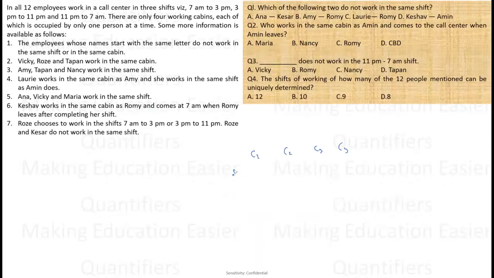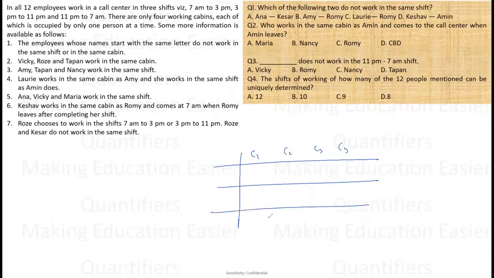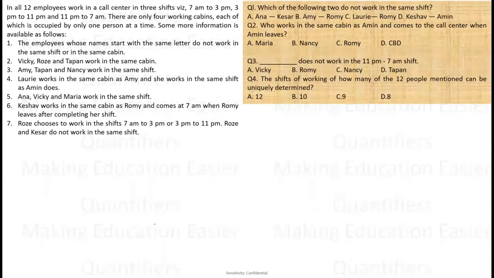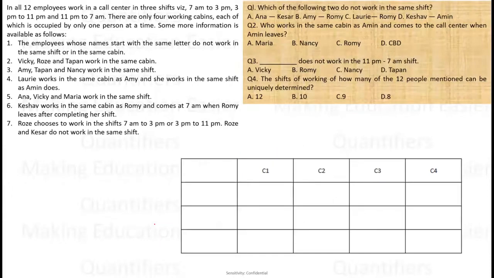So what to do in these types of sets? Let's leave the shift as of now. Let's try to arrange the people. In the last, we will allocate the shifts if we are able to make the arrangements, right? So let's start with the cabins and then we will move to shifts. Okay. So these are the four cabins and these are the three shifts that I will allocate.